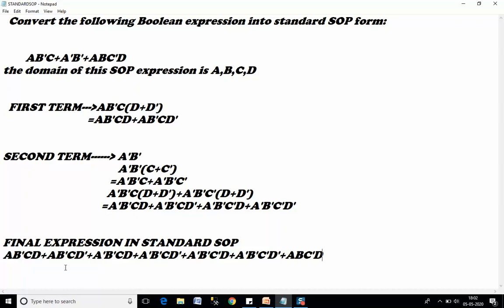Now you can see that this whole expression is in the standard SOP form, because all 4 variables are present in each term of the expression. So this is how we convert an expression which is in the non-standard SOP form into the standard SOP form by just applying the simple Boolean law, which is A or A complement is equal to 1.